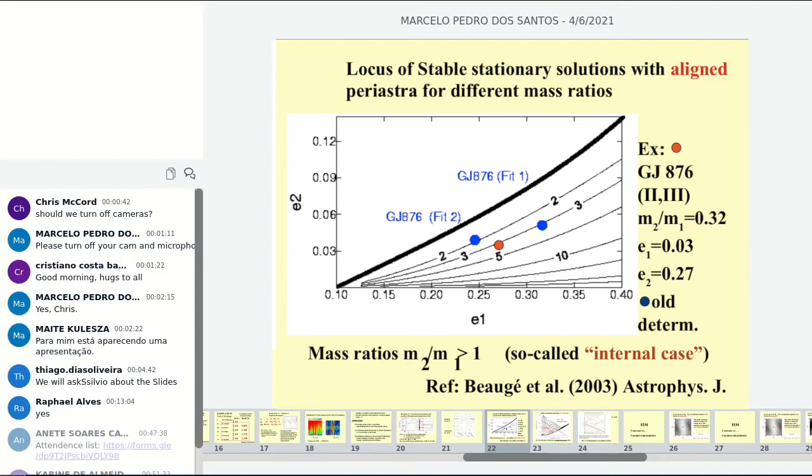So this is the point that corresponds to the solution. The blue ones are old solutions for the initial orbits. The red one corresponds to the most recent orbit, which was published a few years ago. And this figure was published by Christian Beaugé. This was the figure that was being obtained in the room next to mine at that time. Next one.